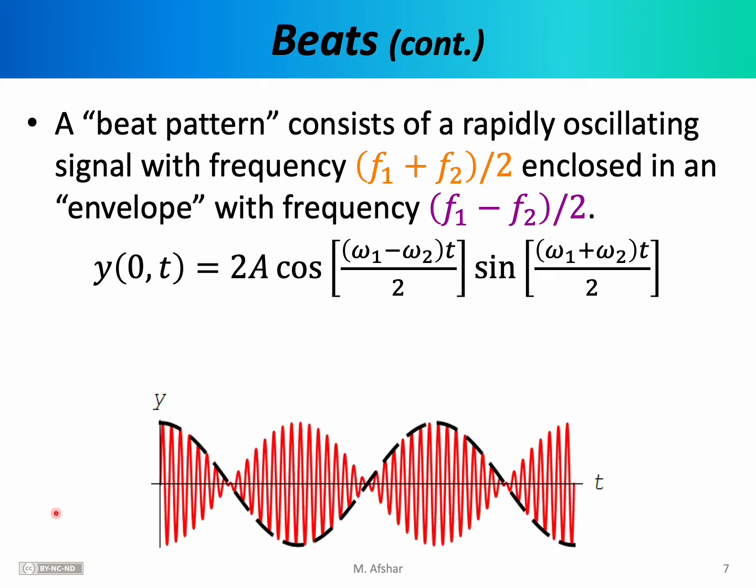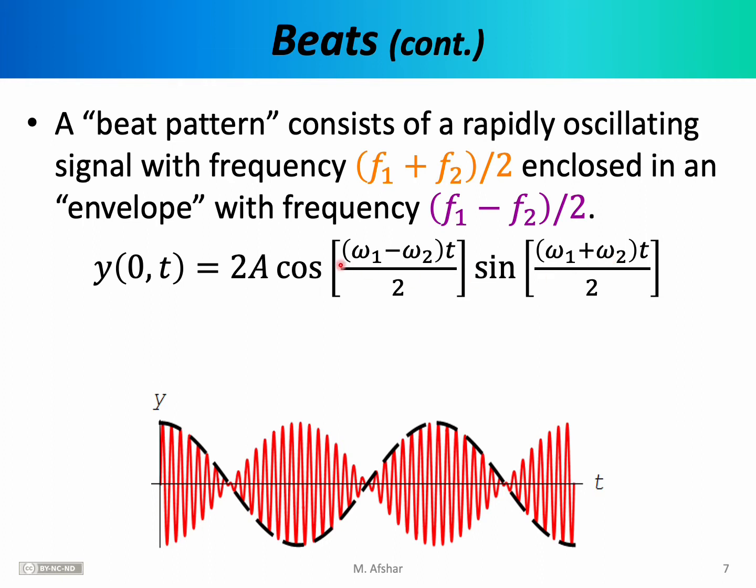As you've heard, a beat pattern consists of a rapidly oscillating signal with a frequency of (f1 + f2)/2 enclosed in an envelope with a frequency of (f1 - f2)/2. So the pattern that you were hearing, if it were to be plotted as a function of time, would look like this red resultant wave. As we discussed earlier, the red resultant is the product of two sinusoidal functions, one of them with a low frequency, the other one with a high frequency.